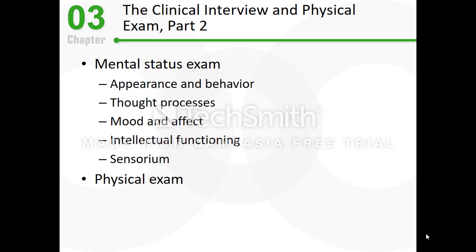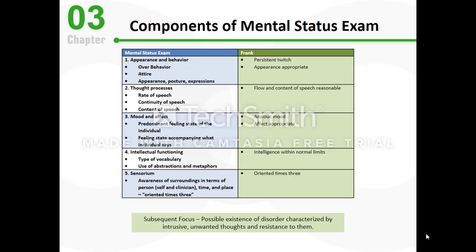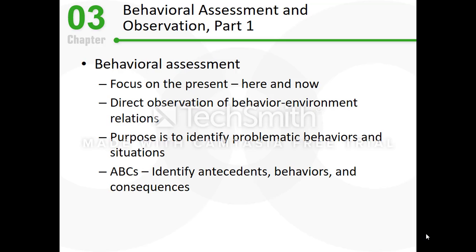You're going to do a mental status exam, which covers their appearance, their behavior, their thought process, are they aware of time, place, and person, what's their mood, what's their intellectual functioning, what are the sensations that they're experiencing. And then a physical exam, where you can make a referral to a physician should you think that there's a medical condition that could contribute to psychopathology. All right, so you can see examples of the components of a mental status exam, and you can see the outcome for Frank on the right there.